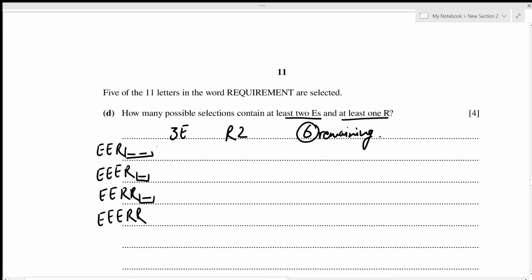So in this case, that's going to be 2 out of 6. So that's going to be 6C2, which is 15. For the second case, that's going to be 6C1, which is 6. For the third case, that's going to be 6C1 as well, which is 6. And for the final case, that's going to be 6C0, which is 1.